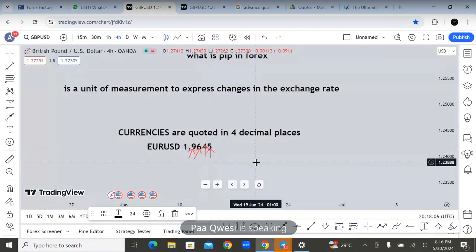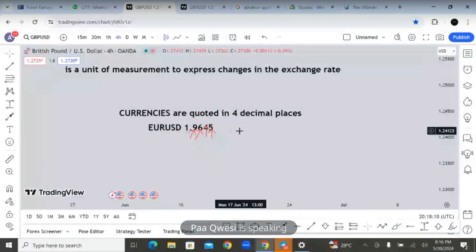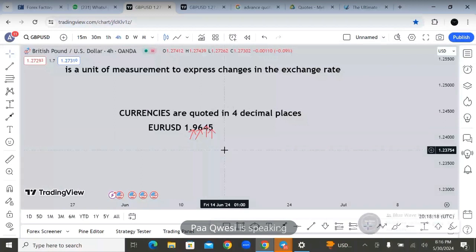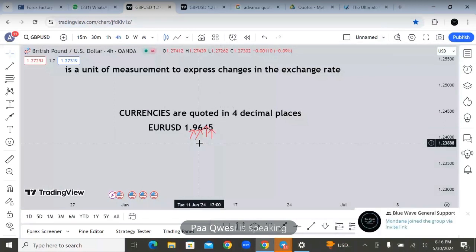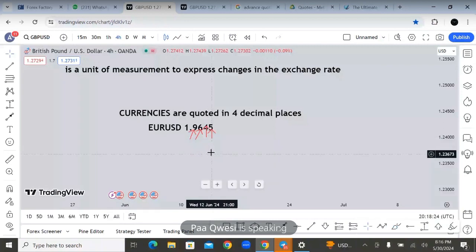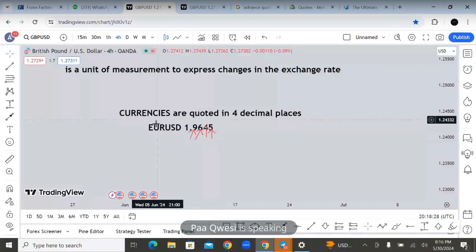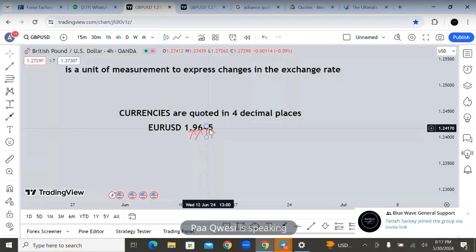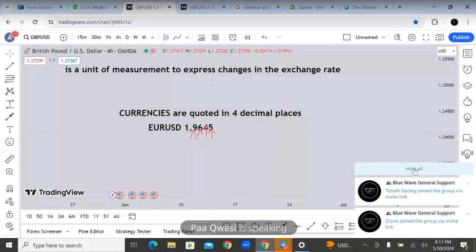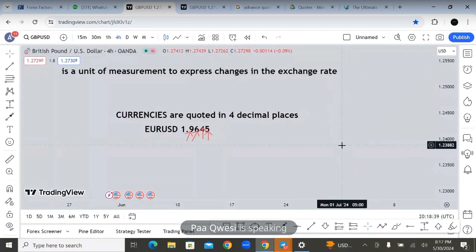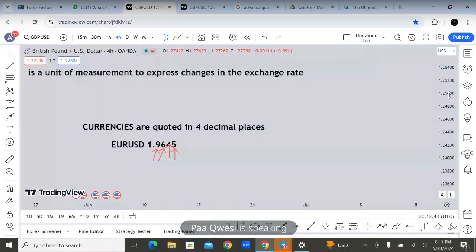So we have some exceptions. All currencies are quoted in 4 decimal places, with the exception of the Japanese yen. The Japanese yen is quoted in the second decimal place. But with that exception, all the currencies are quoted in the fourth decimal place. So in case you are calculating your pips, you are going to calculate it on the fourth decimal place. This figure is what you are going to use to calculate your pips. This is the quote currency.